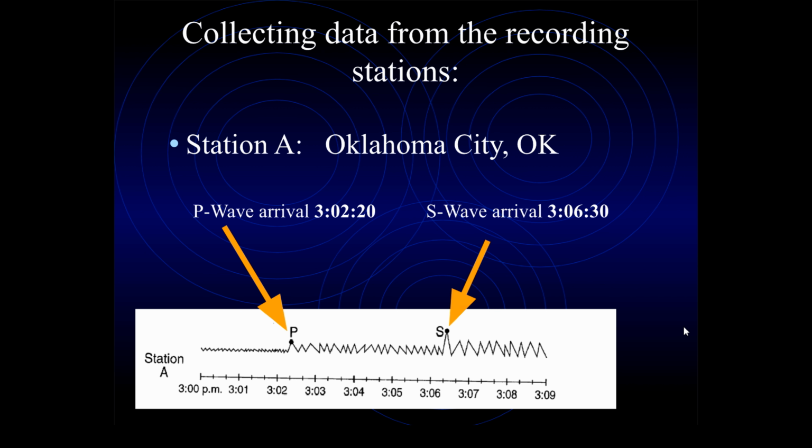So if we are looking at an example where we are at station A in Oklahoma City, Oklahoma, we have our P wave arrival time at 3:02:20. Our S wave arrival is 3:06:30. So we're going to calculate the lag time there. So what I'd like for you to do is go ahead and tell me that time difference. Pause the video, calculate the lag time, and then move on to the next slide.